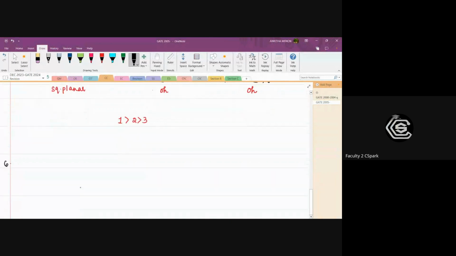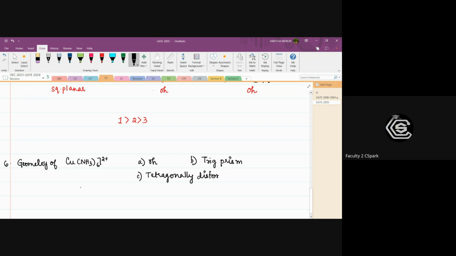Question number 6. The geometry of Cu(NH3)6 2+ is: Option A, octahedral. Option B, trigonal prismatic. Option C, tetragonally distorted. Option D, none. Which is the correct answer?